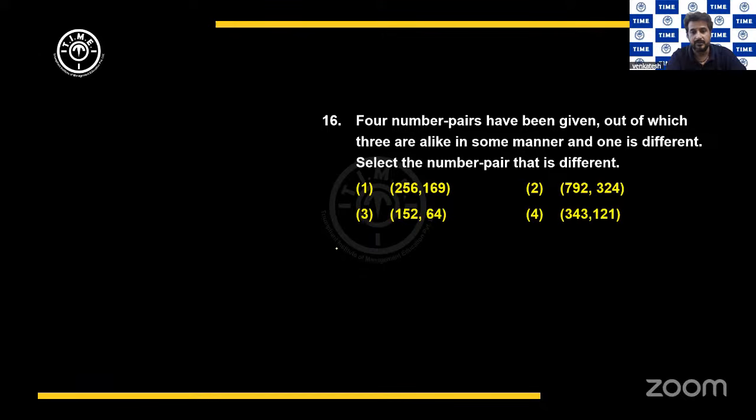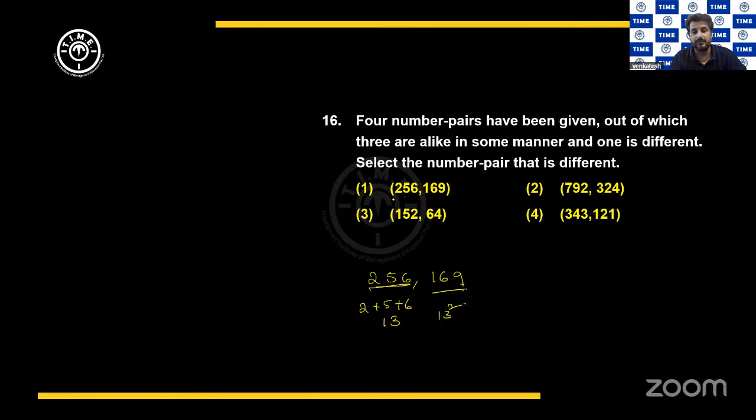Now, four number pairs are given, out of which three are alike in some manner, and one is different. Select the number pair that is different. It is typical to identify, but don't worry, I will tell you. We have the first pair 256, 169. Sum of the digits 2 plus 5 plus 6 is 13, and 169 is 13 square.